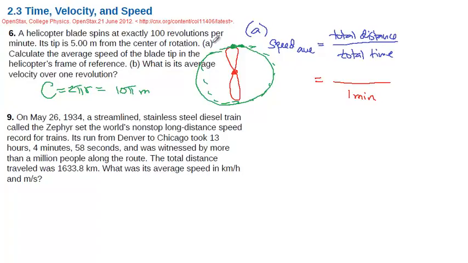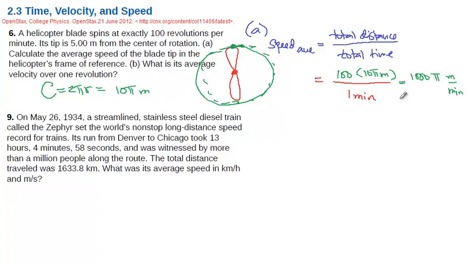So 100 revolutions per minute will mean 100 times 10 pi meters. I hope you follow. So all in all, it will be 1000 pi meters per minute.